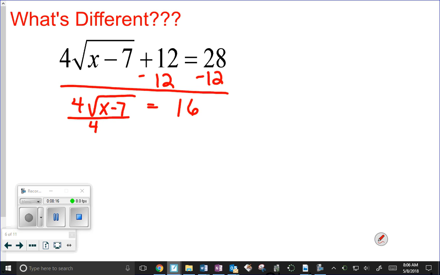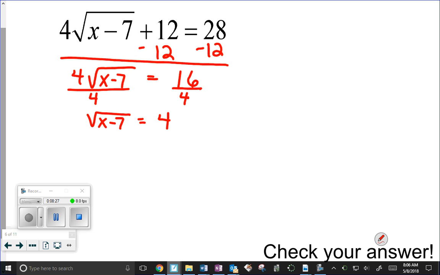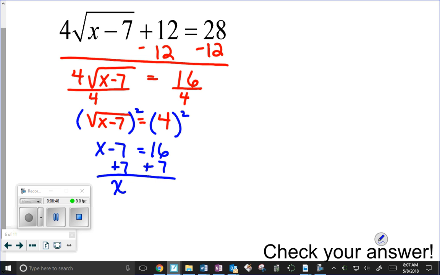Divide both sides by 4. So we're going to do the same thing to get rid of this radical sign. We're going to square both sides. But now instead of just an x falling out, the whole x minus 7 falls out, which causes one more little step. I'll need to add 7 to both sides at the last minute. So I'm thinking x equals 23. That's what I think the answer is.